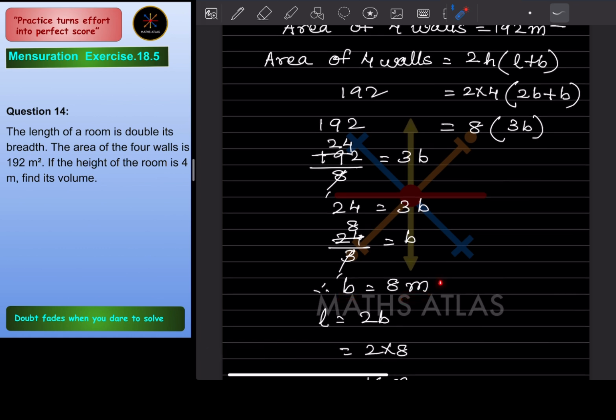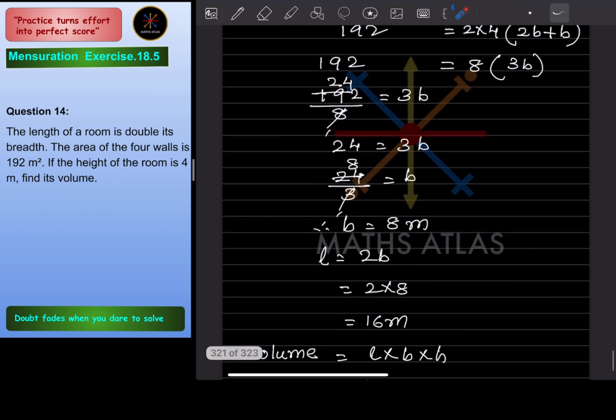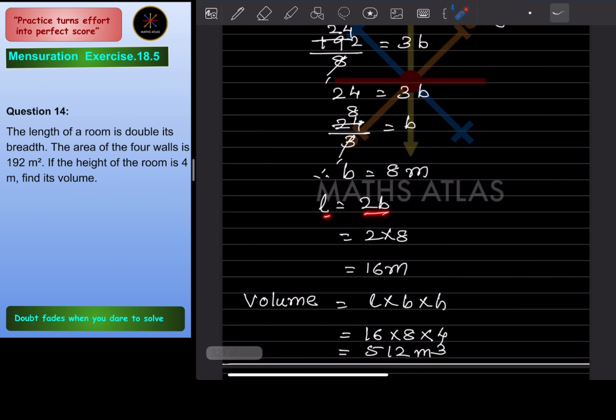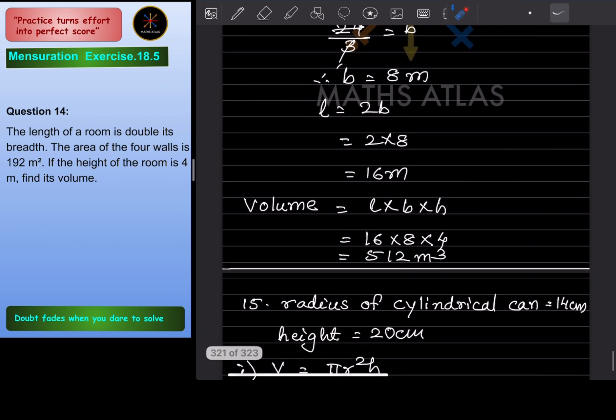So now we got the breadth of it. The length, we have seen, is twice the breadth. So length is equal to 2b, which will be 2 into 8, which is going to be 16 meter. So now we have got the length and the breadth of it. They have asked the volume of it. So volume is length into breadth into height. Now the length is 16, the breadth is 8, and the height is already given, which is 4. So when we multiply this, we get 512 meter cube.